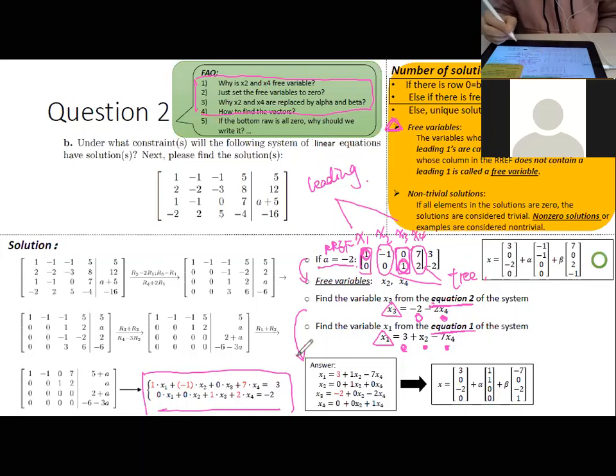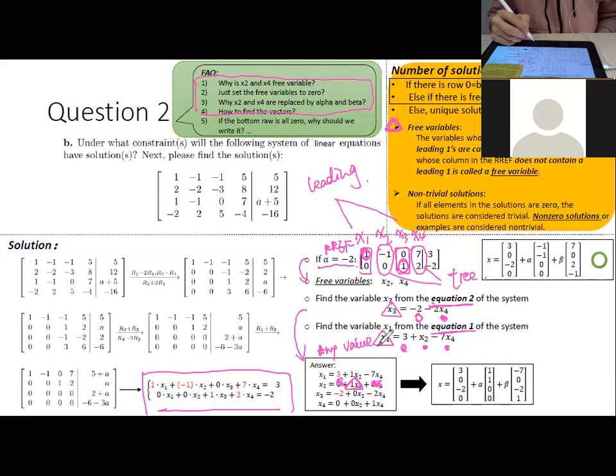We can see x1 equals 3, 3 is a constant, plus x2 minus 7 times x4. x2 and x4 are free variables. Then for x2, we can find the constant is 0, and the coefficient before x4 is 0. That means there is no constraint on x2, and you can set any value. That's very important, any value for x2.